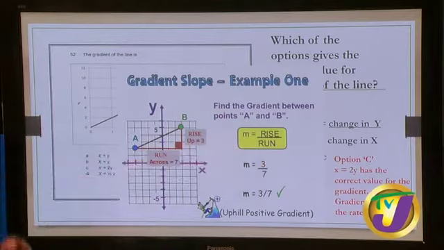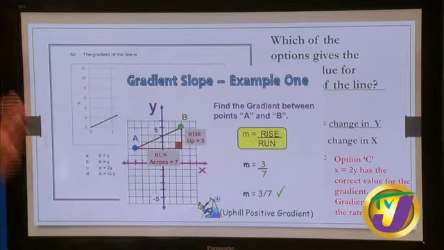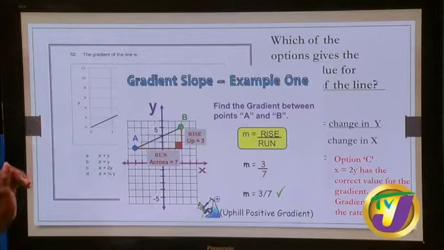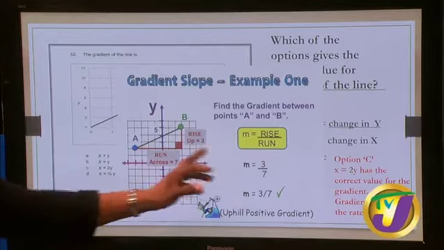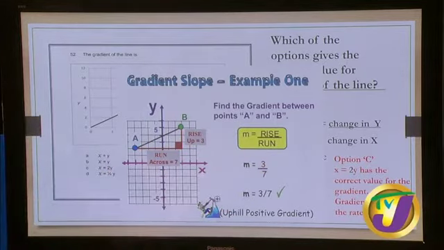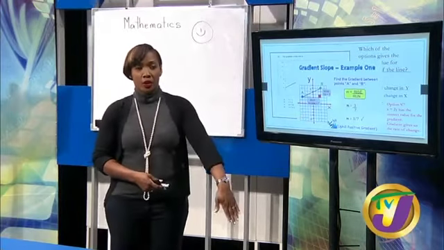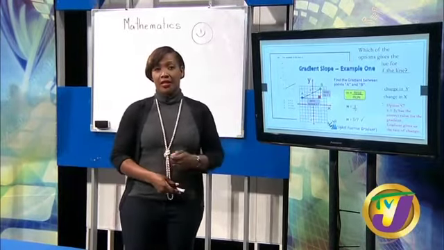Gradient is equal to rise over run. Rise is indicated by your change in your y-axis, while your run is the distance on your x-axis. So we have here 3 for your y and 7 for your x. And pretty much when you have an uphill, we read graphs from left to right. When you have an uphill gradient, or what I say, positive gradient, it gives you an uphill slope. Negative gradient gives you a downhill slope. Always read from left to right.